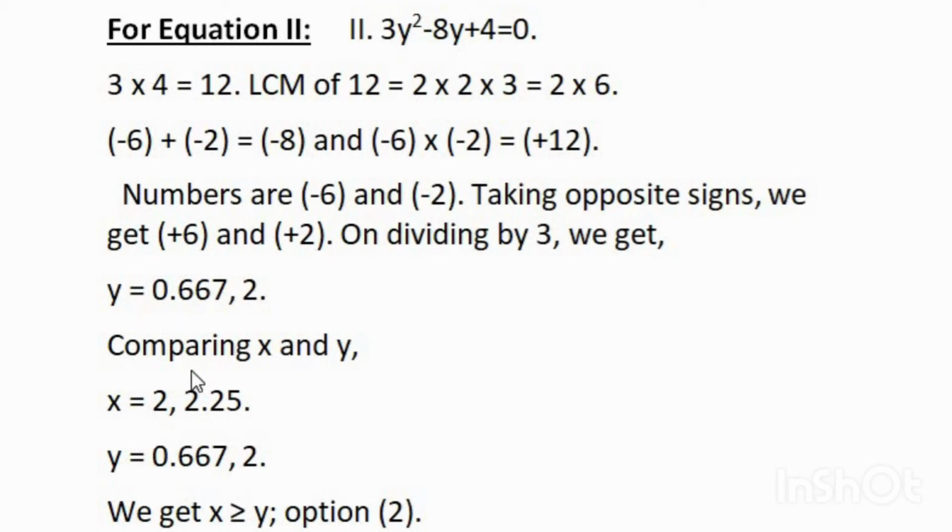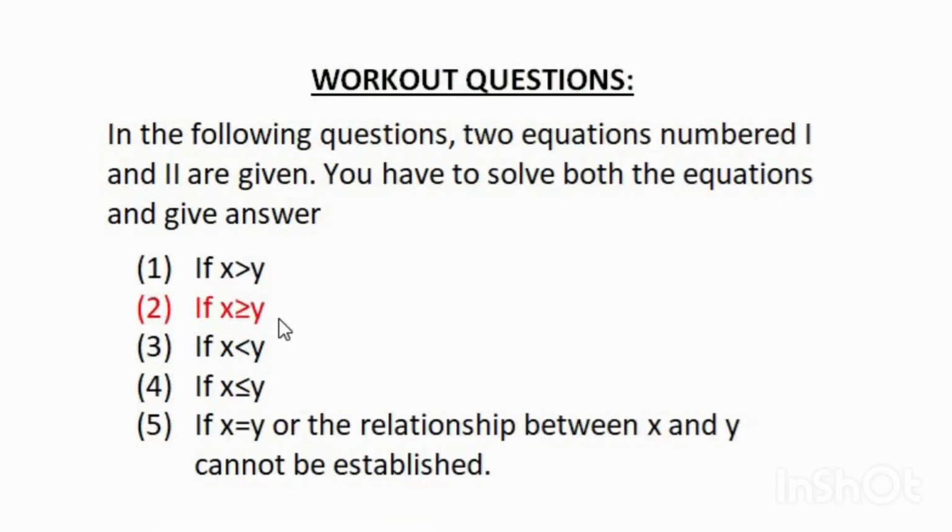Now the next step is comparing the values of x and y. What you will find? 2 and 0.667, 2 is greater. 2 and 2 equal, x equal to y, and 2.25 and 0.667, 2.25 is greater, that is x is greater than y, and 2.25 and 2, x is greater, that is 2.25 is greater than 2. That means x is greater than or equal to y. So which option? Option 2 is the answer.